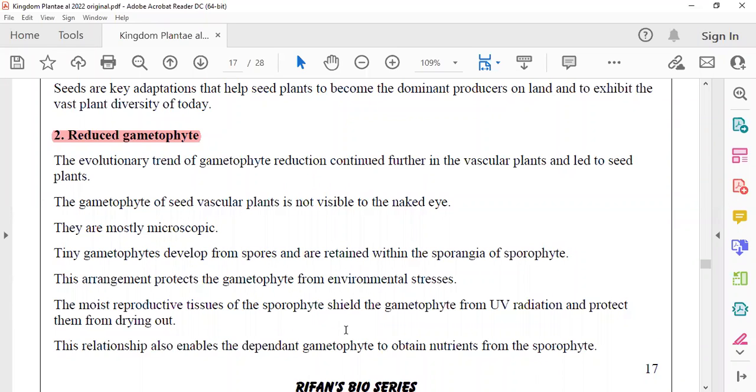Correct? The life of the female gametophyte starts inside the ovule and finishes inside the ovule. She never comes out. So what is the benefit of this? Evolutionarily, what is the benefit of it? One benefit is that the gametophyte is protected by the tissues of the sporophyte. The moist reproductive tissues of the sporophyte shield the gametophyte from UV radiation and protect them from drying. What is meant by moist reproductive tissues? Those integuments. Understood?